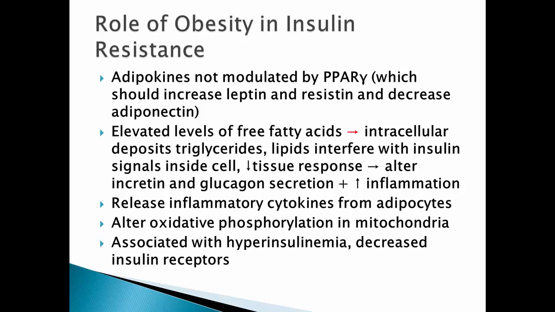This then leads to an alteration in both incretin as well as glucagon secretion, ending up in an increase in inflammation. As we have that release of the inflammatory cytokines, we have the release of inflammatory cytokines from the adipocytes. At the same time, with the obesity and insulin resistance, oxidative phosphorylation is altered in the mitochondria, so we're not doing as good a job with energy metabolism. And with obesity and insulin resistance, you will see an elevated level of insulin and a decrease in the insulin receptors.